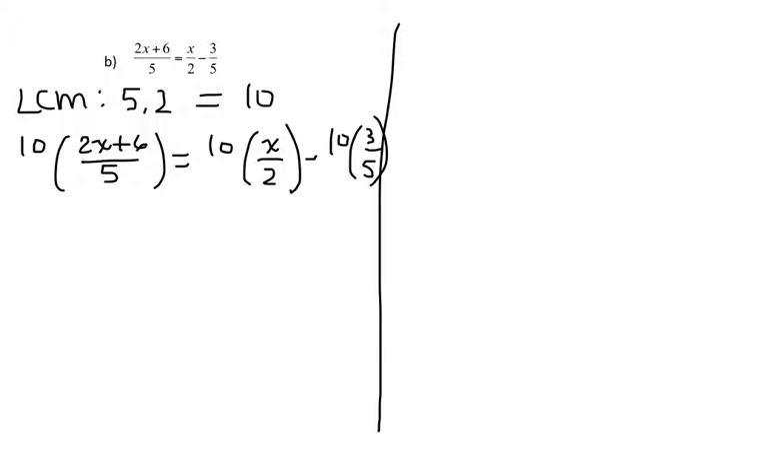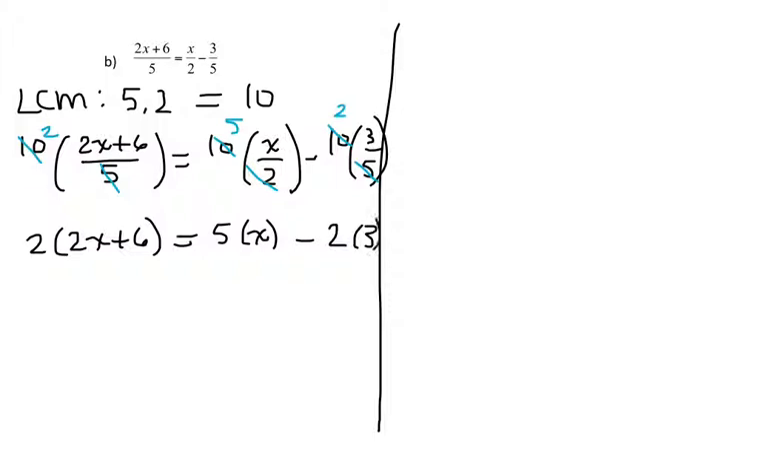So now I can simplify. 5 goes into 10 twice. 2 goes into 10 5 times. 5 goes into 10 twice. I'm going to multiply out. I have no more denominators. They've all canceled. 2 times (2x plus 6) equals 5 times x minus 2 times 3. 4x plus 12 equals 5x minus 6.